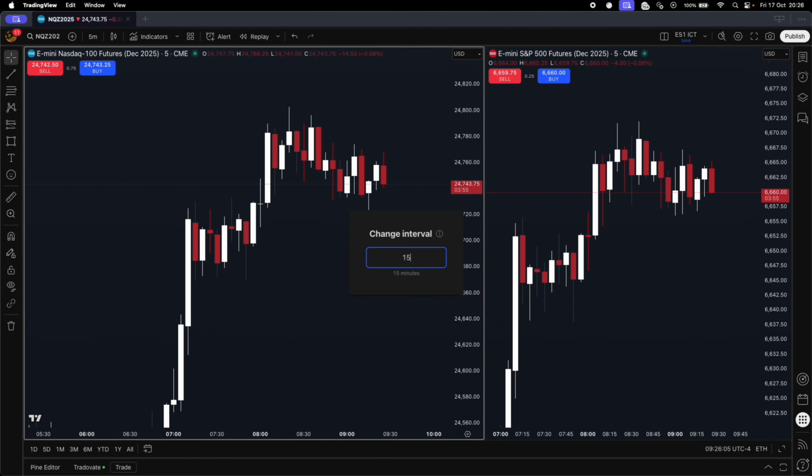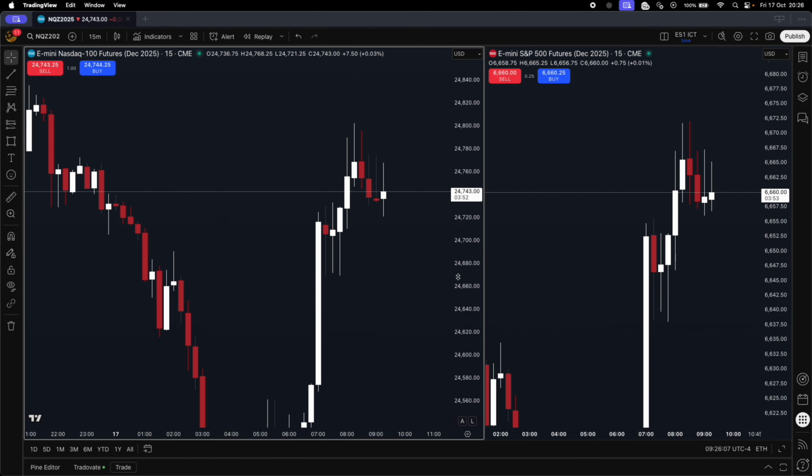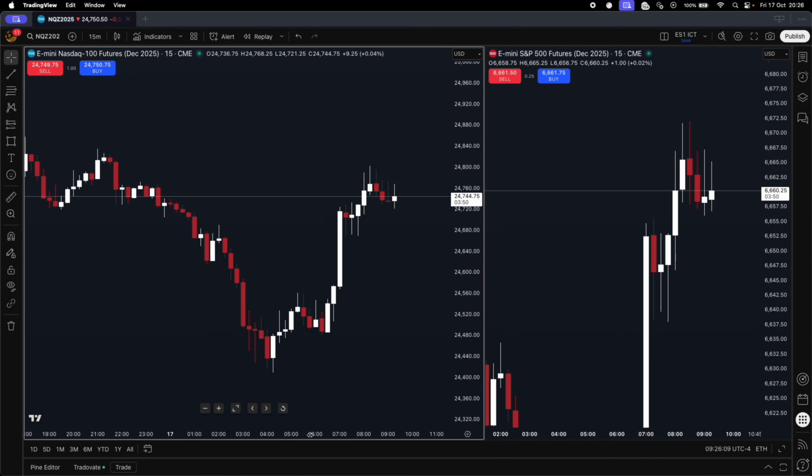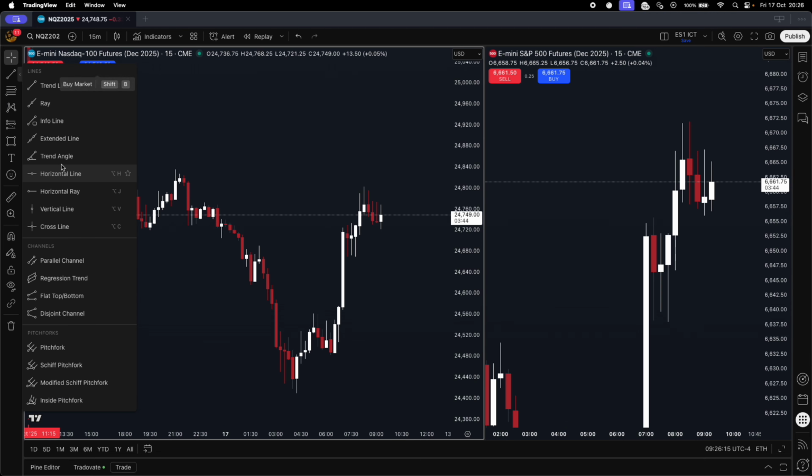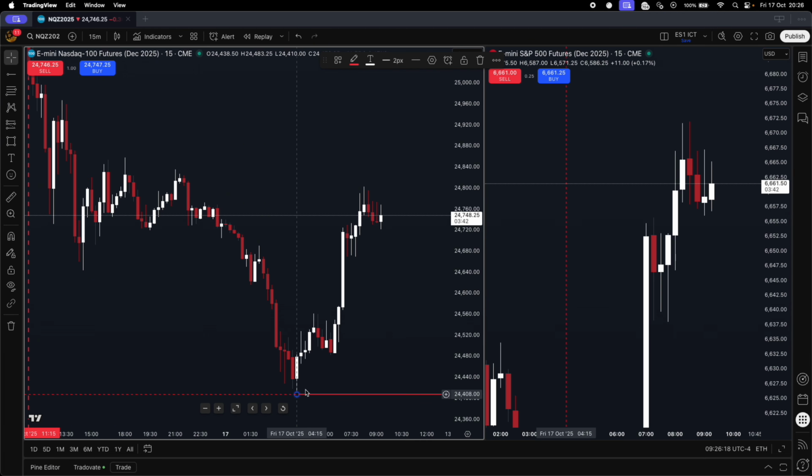Alright, lovely stuff. 15-minute time frame. Let's see what price has for us today. Alright, Friday's low. Okay, that's interesting. It's going to be London lows. So that's the first level to mark out.